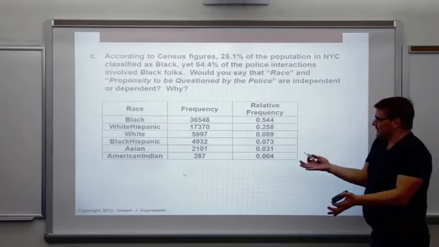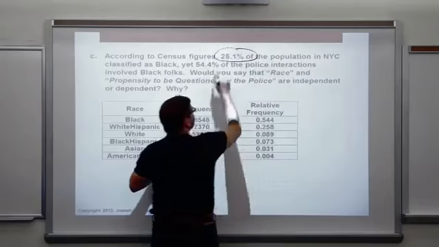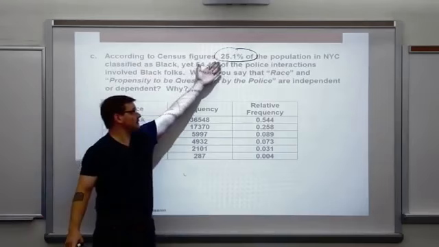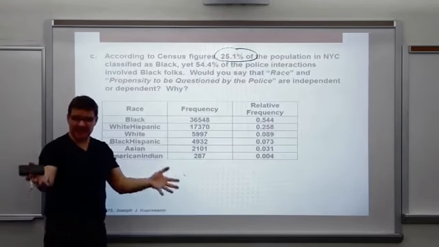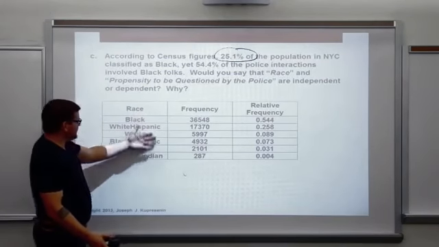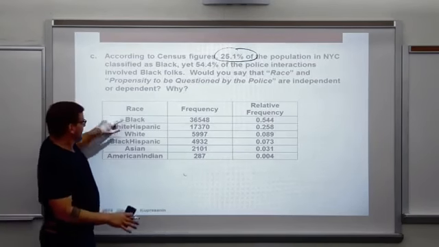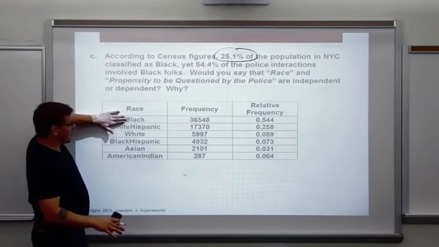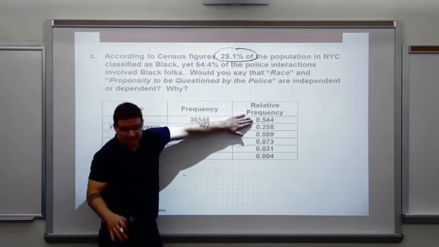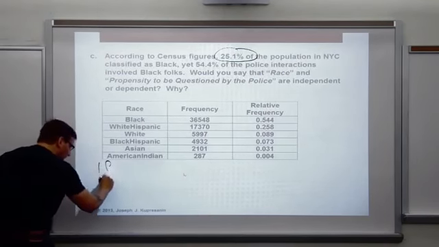If they were independent, this is a little bit tricky because we have limited information, but let's circle what we know. If I look at all of New York City, according to the census, 25% of the residents are classified as black. If it was independent, if your chances of getting arrested or questioned by the police had nothing to do with race, the percentage of black folks being questioned should be pretty darn close to 25%, right? But it's not. It's more than double. It's 54.4%. All right, so how can we summarize that?